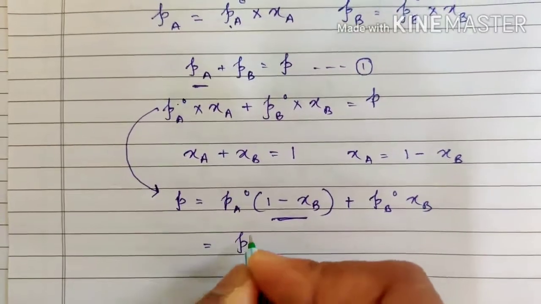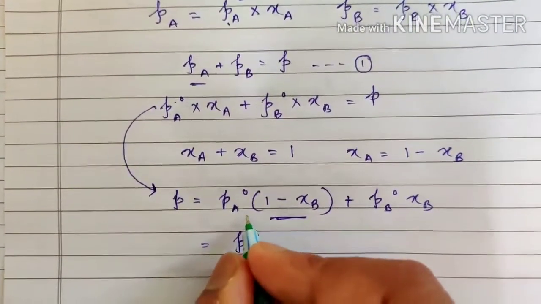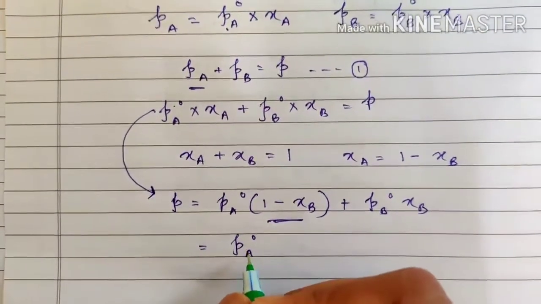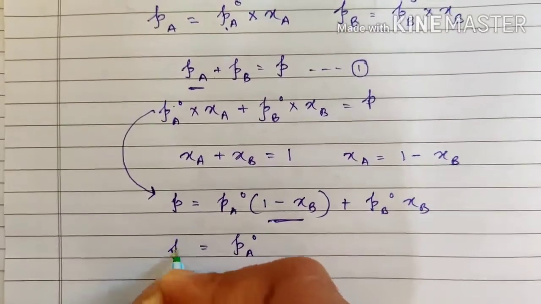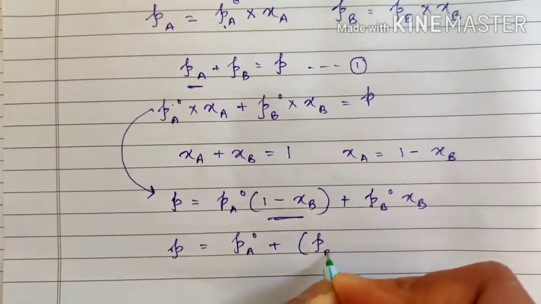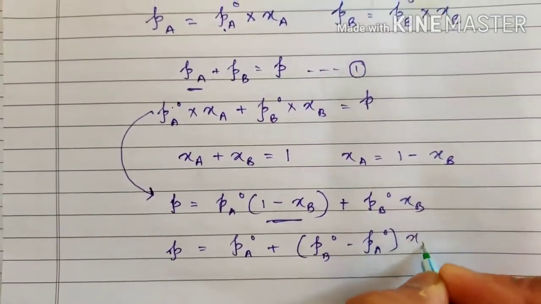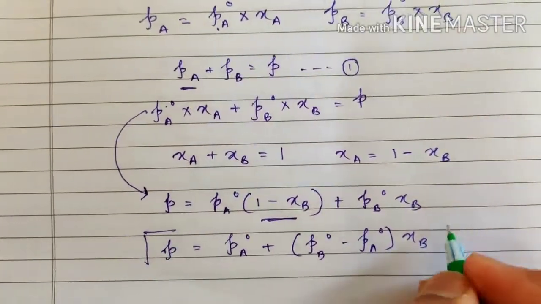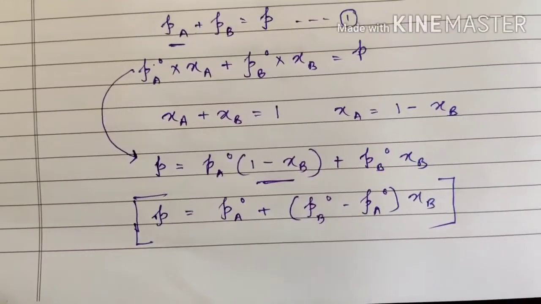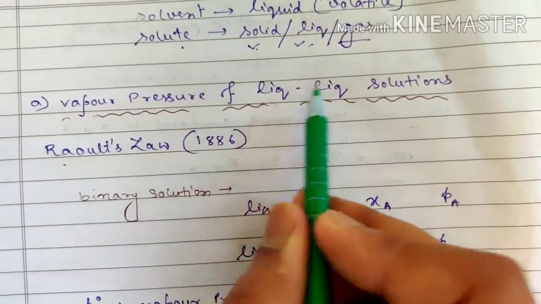It can also be written as, so PA0 we can write, and here we can write P is equal to PA0 plus PB0 minus PA0 into XB. So here you can see this is the final equation from the Raoult's law, in which case again I would like to repeat that our case was the liquid-liquid case.